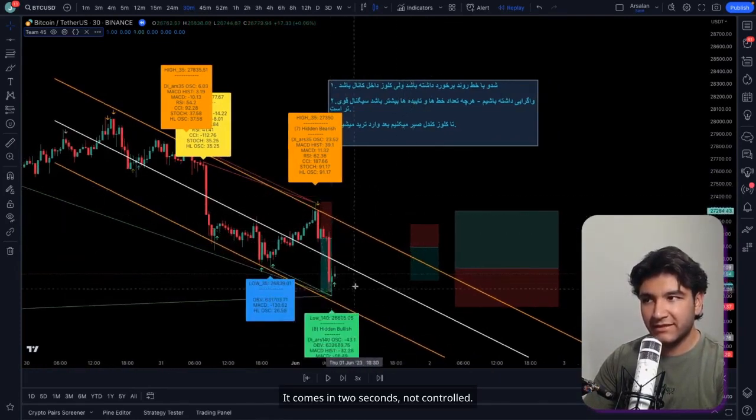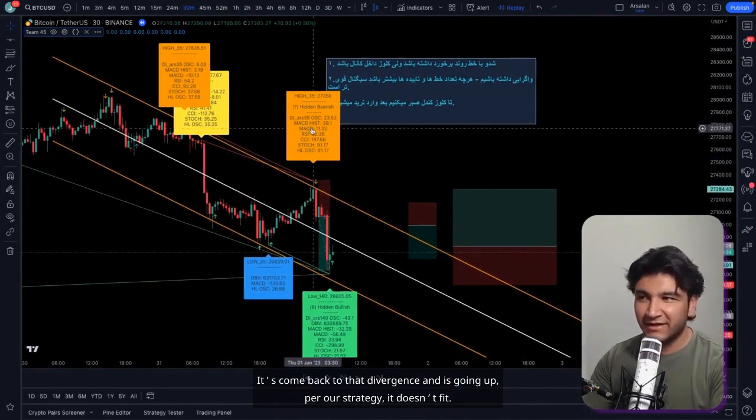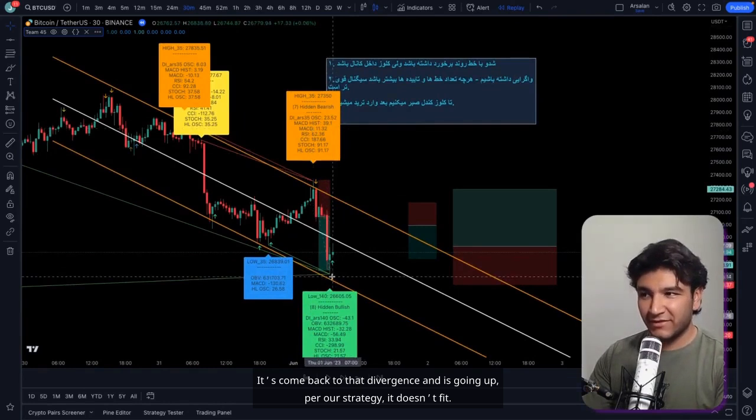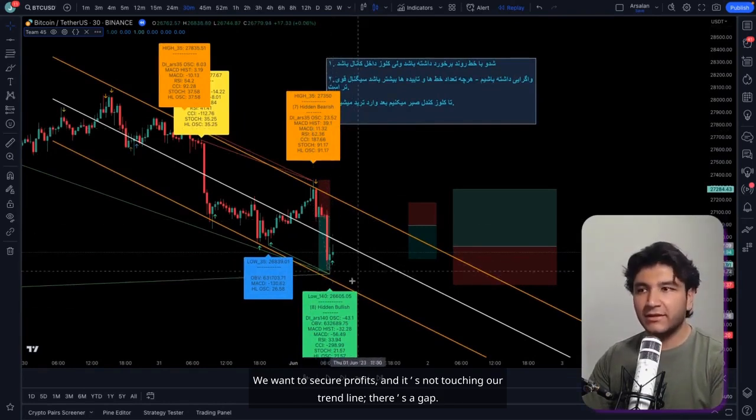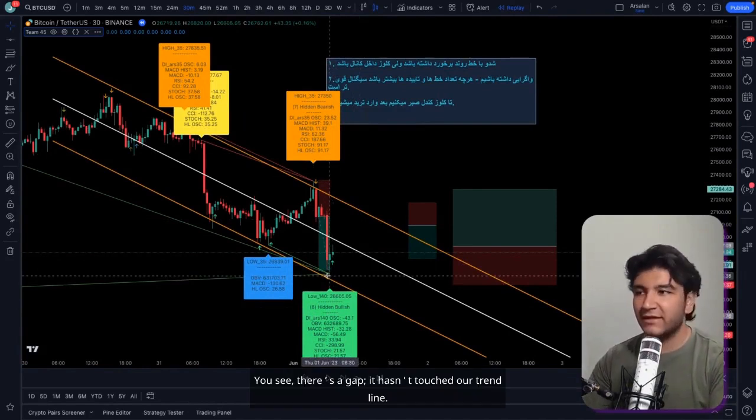It comes in 2 seconds. I have divergence indicators. It's come back to that divergence and is going up per our strategy. It doesn't fit. We want to secure profits, and it's not touching our trend line. There's a gap. Mark this zone here. You see, there's a gap. It hasn't touched our trend line.